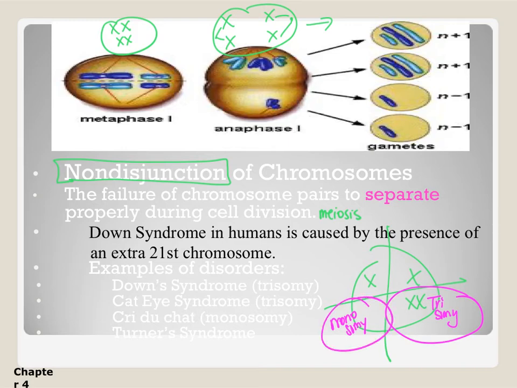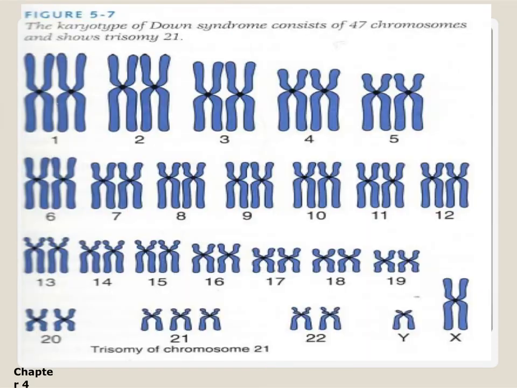So anyway, Down syndrome is caused by the extra 21st chromosome, so it's because of this non-disjunction mutation. That's the most common one. Another one is cat-eye syndrome, which is also a trisomy. It's just not number 21. It's a different chromosome. Cri-du-chat is a monosomy, and then Turner syndrome involves one of the sex chromosomes rather than one of the autosomes.